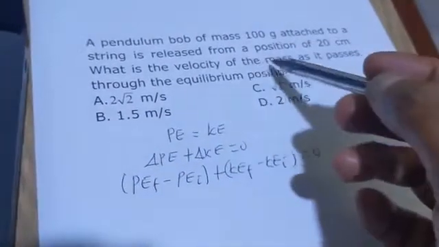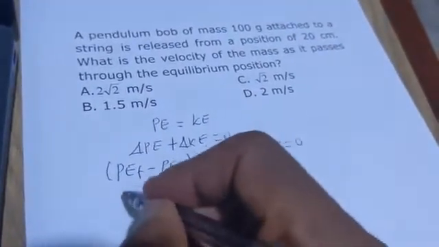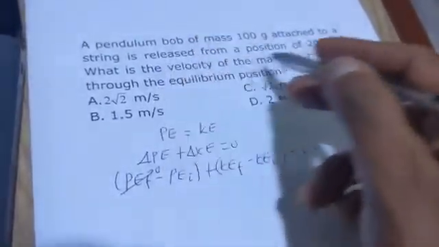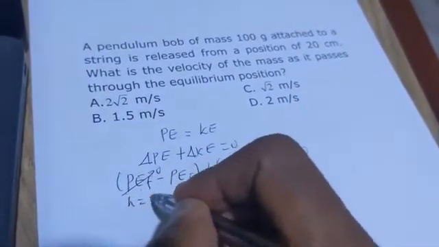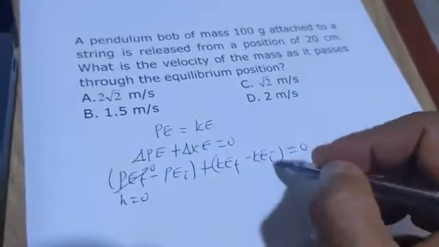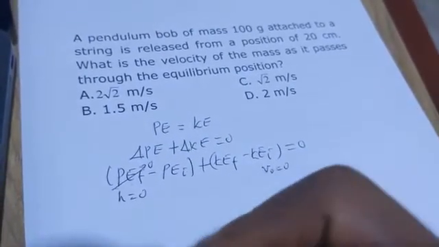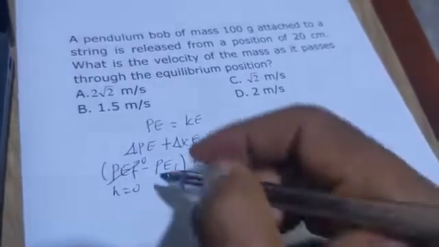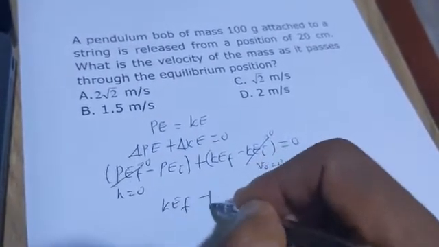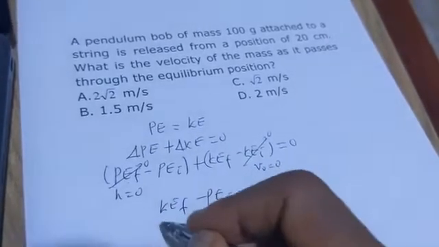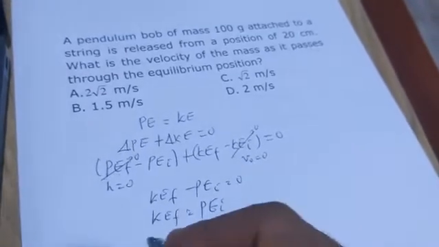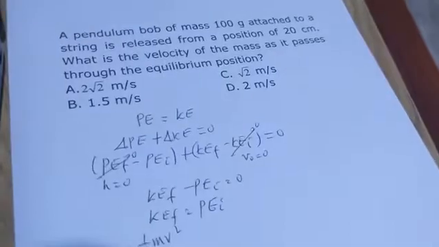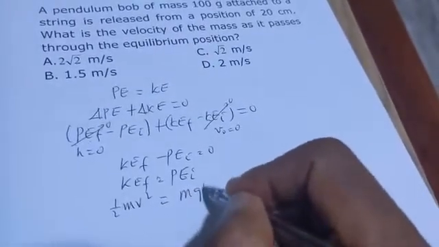From a position of 20 centimeters, the final potential energy is 0 because as it passes through the equilibrium position, h is equal to 0. Initially, the velocity is 0, so the initial kinetic energy is 0. So the final kinetic energy minus the initial potential energy is equal to 0, which means the final kinetic energy is equal to the initial potential energy. That means half mv squared is equal to mgh.